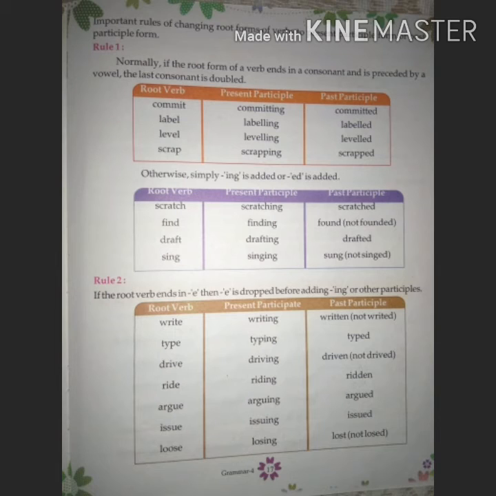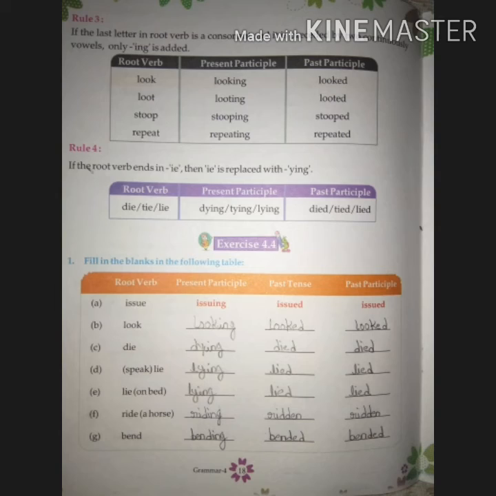Rule number 2. If the root verb ends in e, then e is dropped before adding ing or other participles. For example, write. So, the present participle or past participle is writing, written. In rule number 3, if the last letter of the first form of the verb is a consonant and it is preceded by 2 continuous vowels, we just add ing. For example, look. We change look into looking and looked.